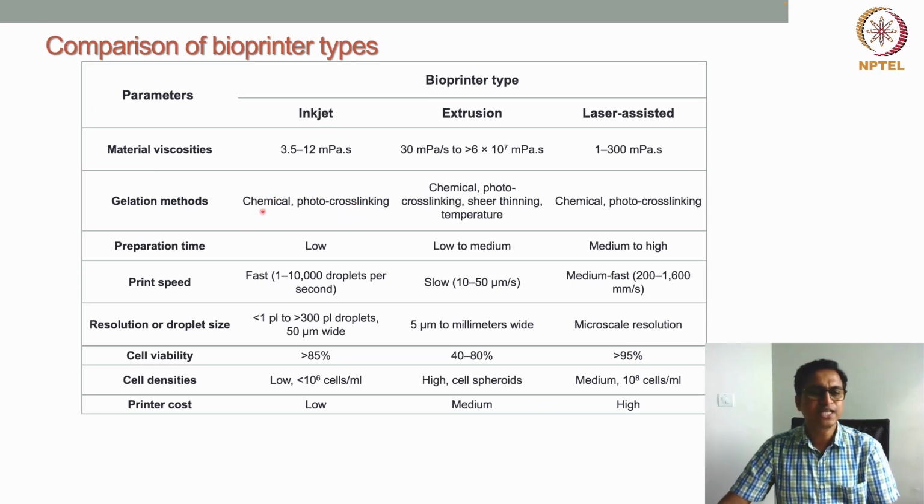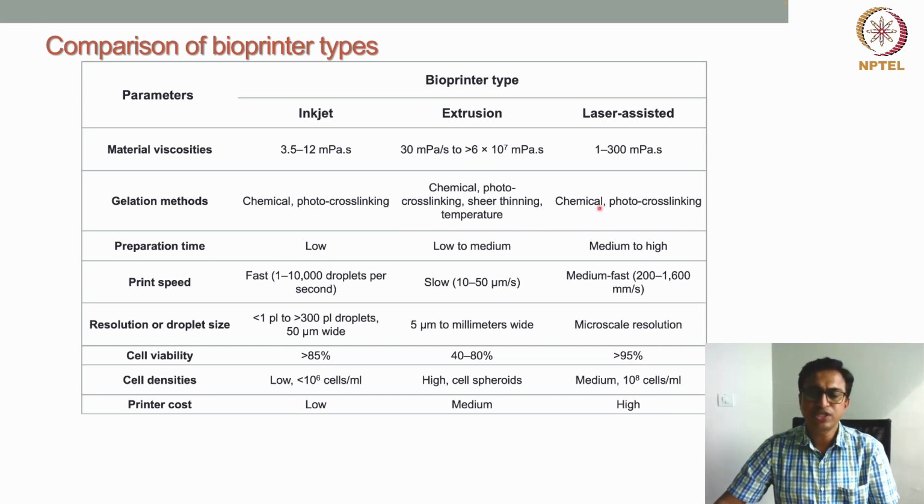Chemical cross-linking is when, suppose after extruding, these droplets are collected on a substrate where we introduce some cross-linkers. Those cross-linkers can go and bind to the material by chemical means, so that it induces some chemical cross-linking. So both these things are possible with inkjet.